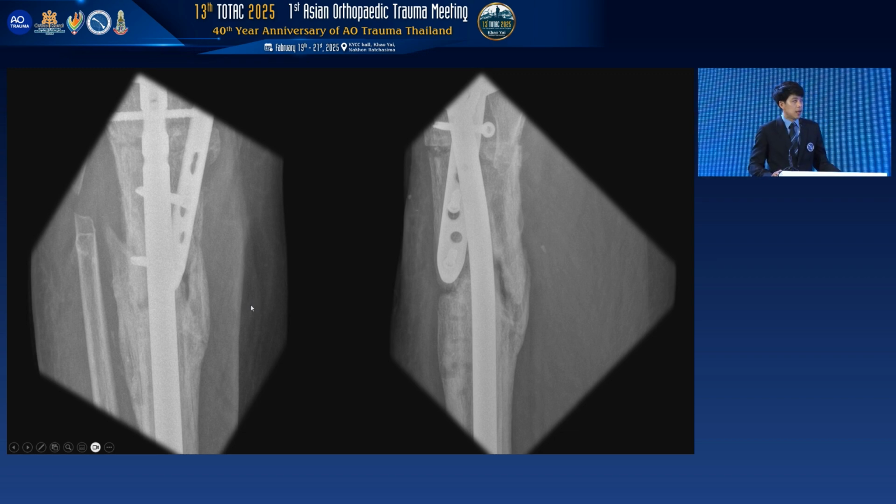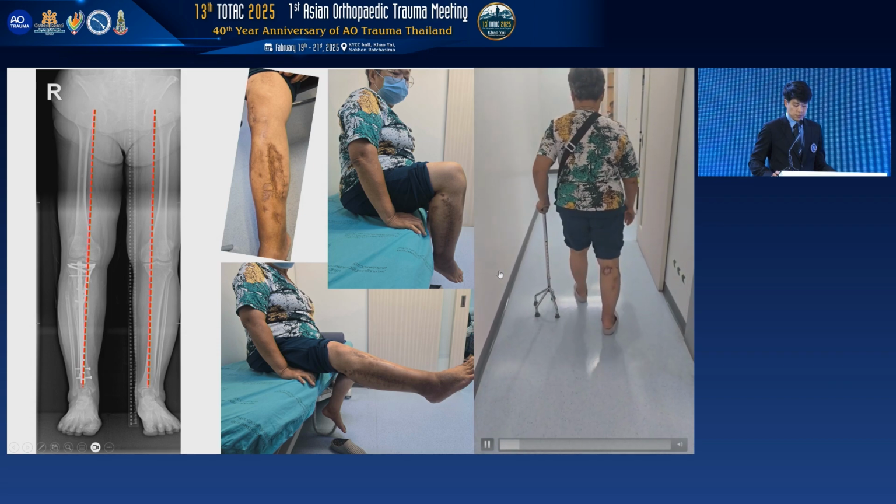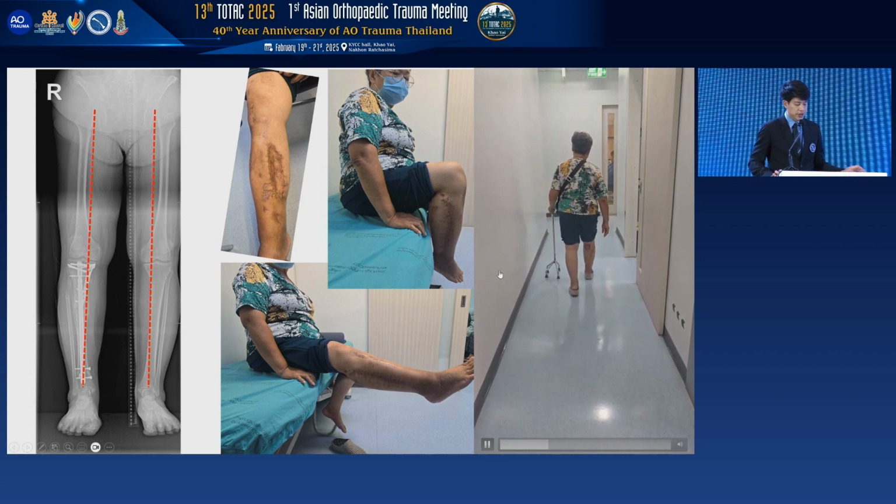So the patient, at 3 months, she said she walked with a walking stick, and she can put weight on it. I think she said no pain.